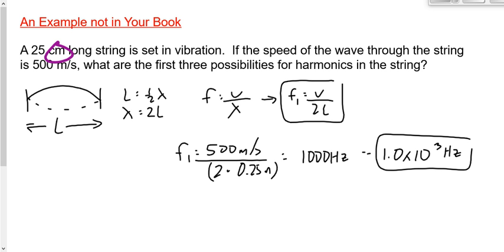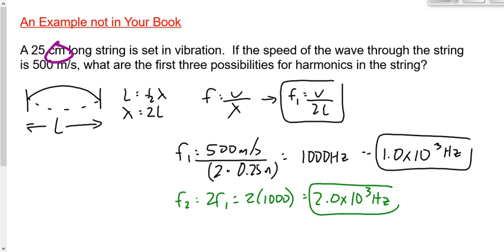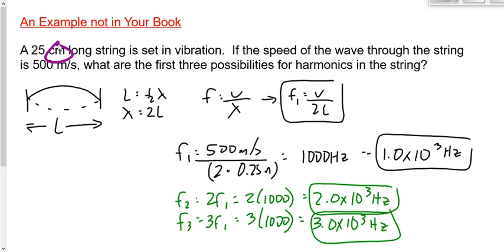We could do a real similar analysis to find the frequency of the second harmonic by deriving that second harmonic equation, or the alternative is we could just say F2 is equal to 2 times F1. 2 times 1,000 gives me 2.0 times 10 to the 3 hertz as my second harmonic. And F3 is 3 times F1, or 3 times 1,000, which is 3 times 10 to the 3 hertz. So you got options here, but if you take my advice, you'd find the first harmonic and then simply multiply it by 2 and multiply it by 3.